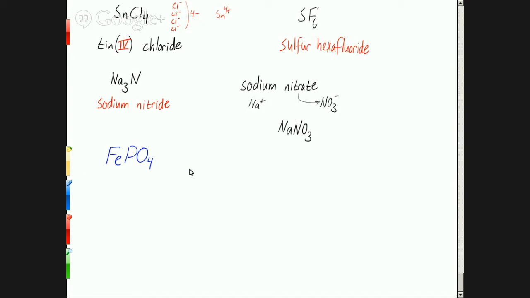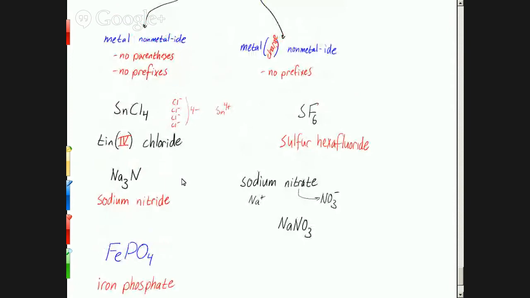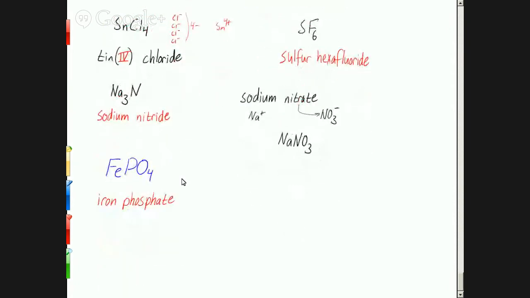So everyone agrees that this is iron phosphate? Yeah? All right. Double check again. Let's look through the flow chart and make sure we got it right.